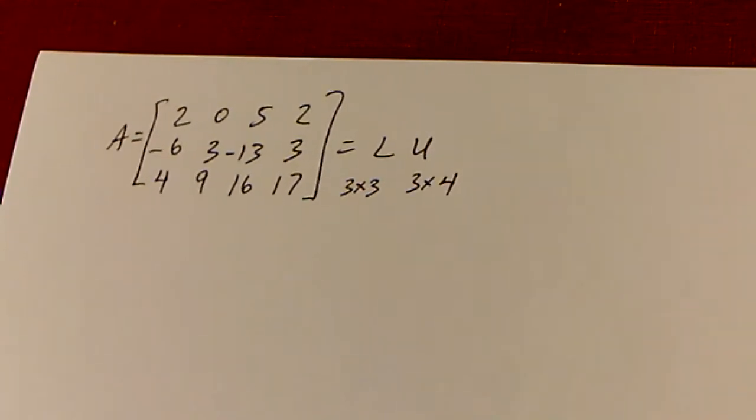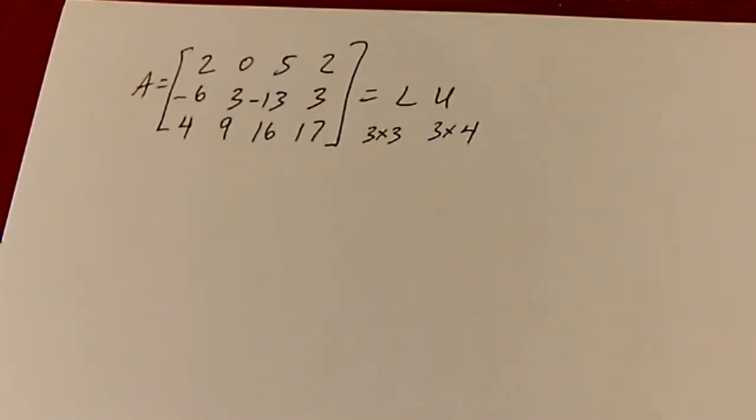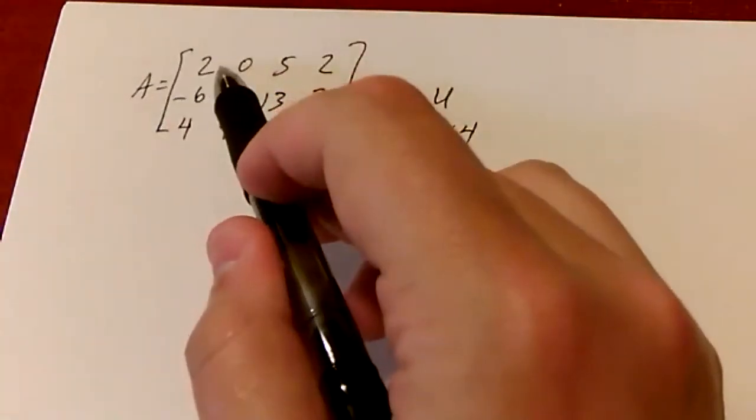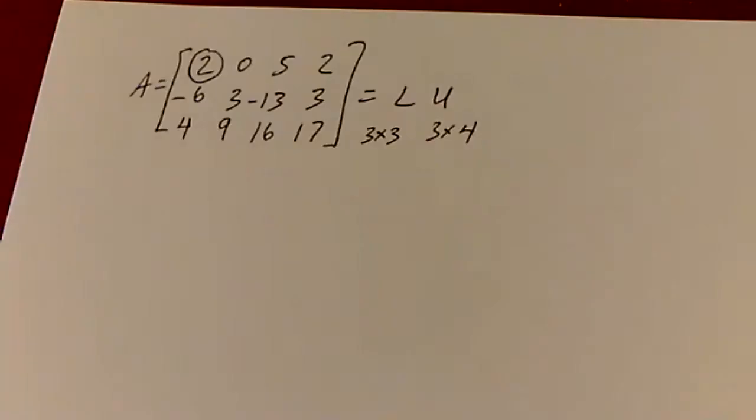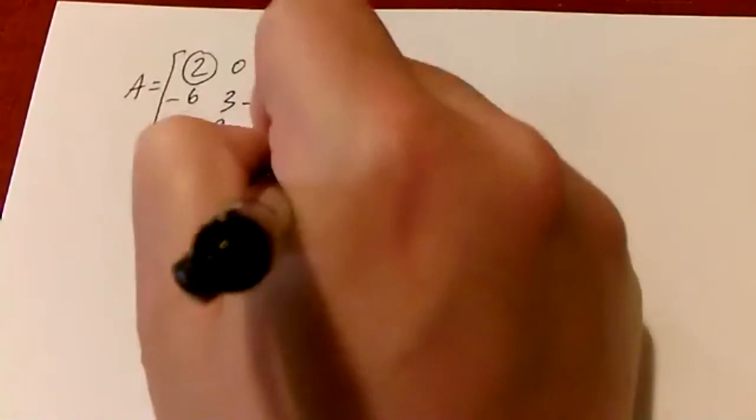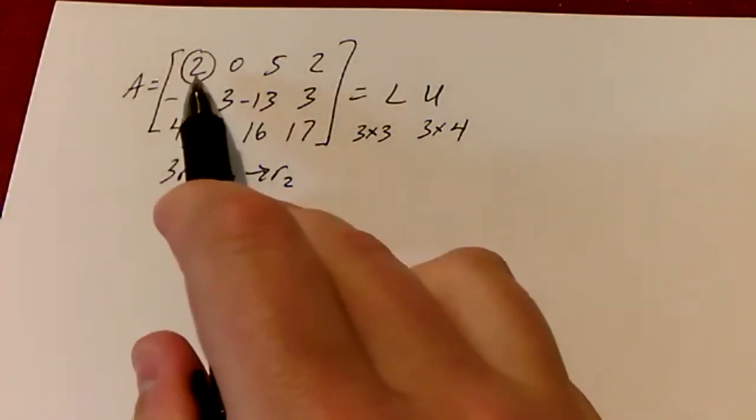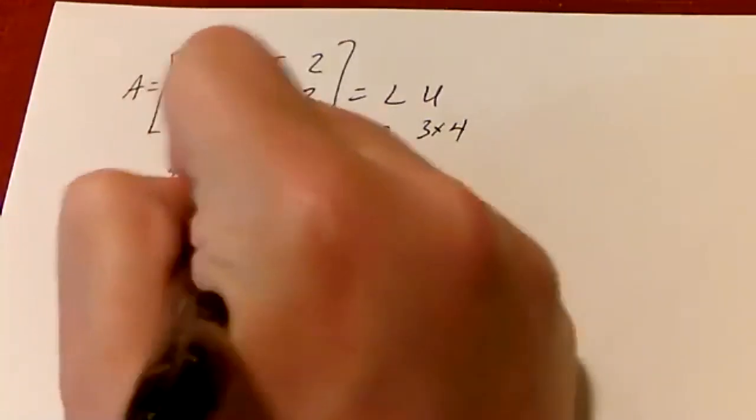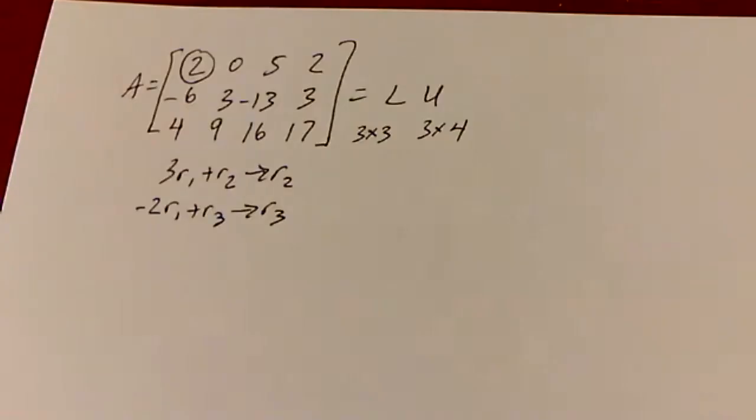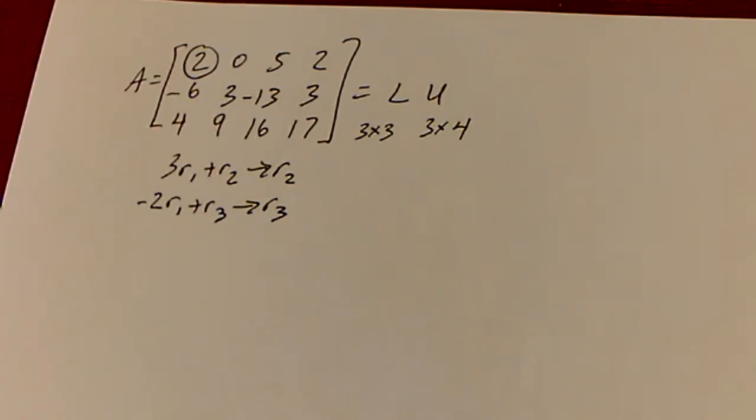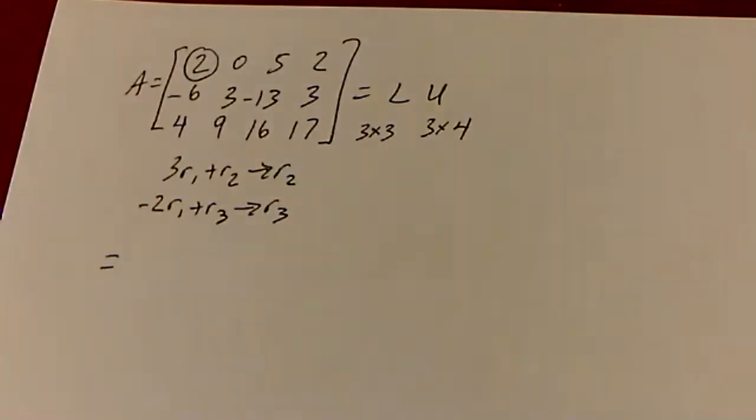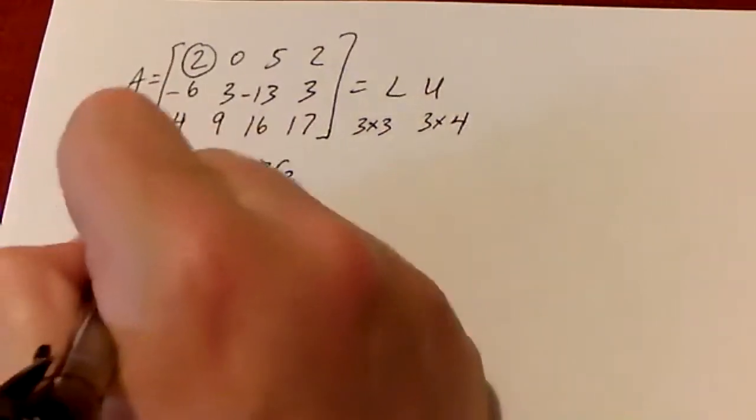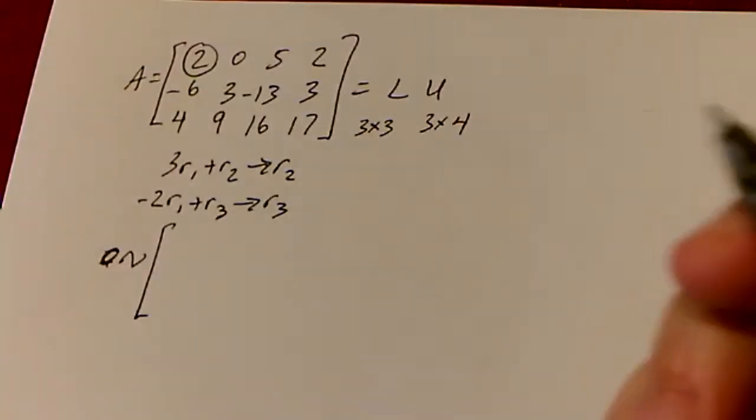Let's do our row operations now on A. Remember, that's our first step, always row operations. So I've got my 2 here. That's my first pivot. Let's circle it. I'm going below that pivot now. So 3 copies of row 1 will be added to row 2 and replace row 2. That's 3 times 2, which gets me 6. 6 and -6. -2 copies of row 1 plus row 3 is going to replace row 3. So -4 and 4. I shouldn't say equals. That's going to be row equivalent.